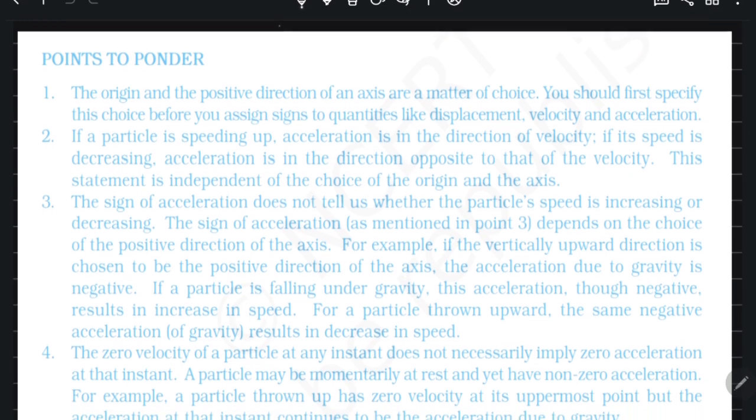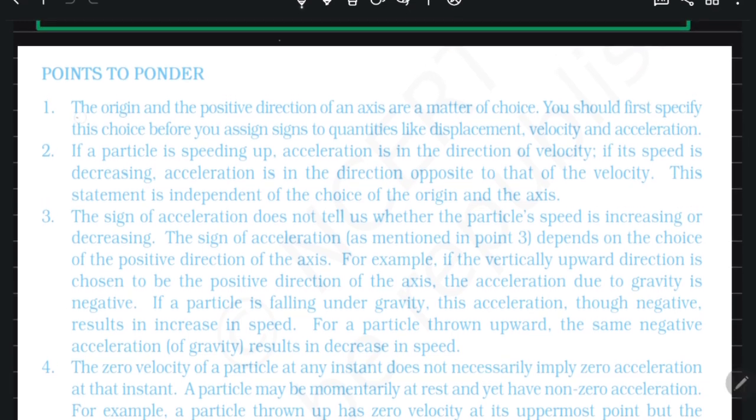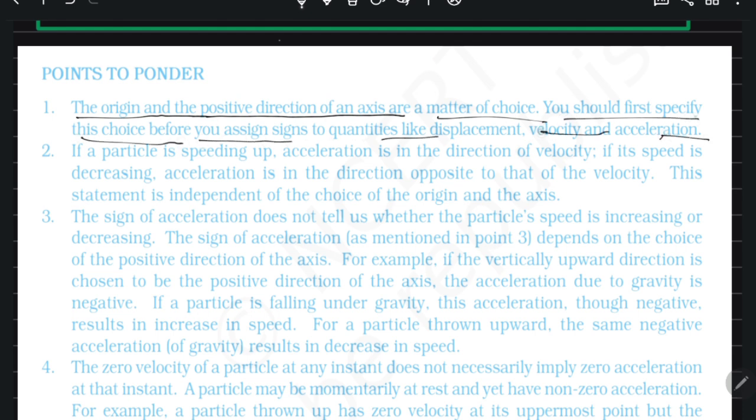Important points that we can remember: the origin and the positive direction of an axis are a matter of choice. You should first specify this choice before you assign signs to quantities like displacement, velocity, and acceleration. What they are telling is that we first find vector quantities like displacement, velocity, and acceleration. So first we take the origin as one of the points and we assign the positive x-axis a plus sign and the negative x-axis a negative sign, or you can take the opposite signs also. But initially you can specify this, right? So this is the first point.